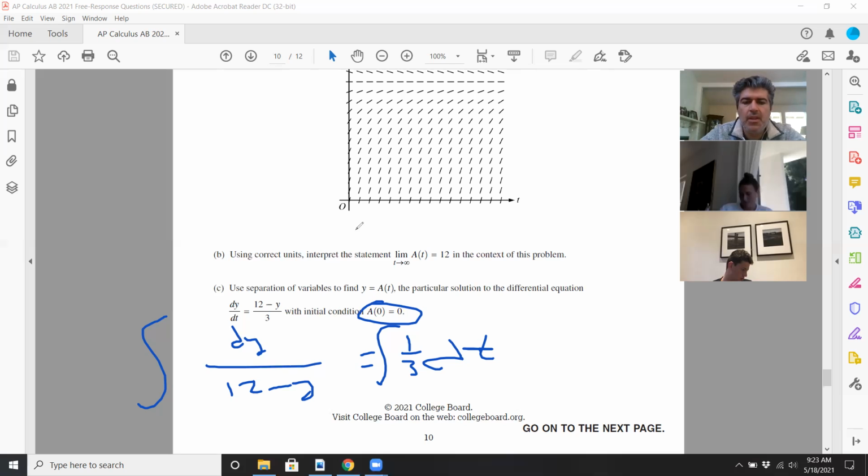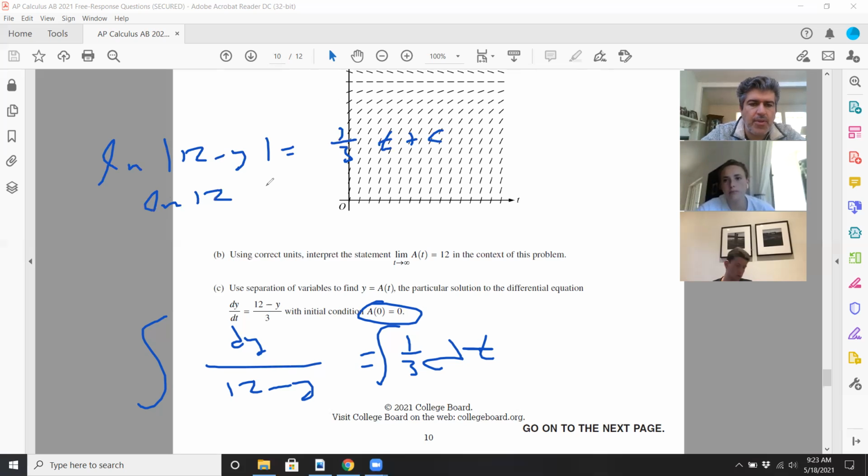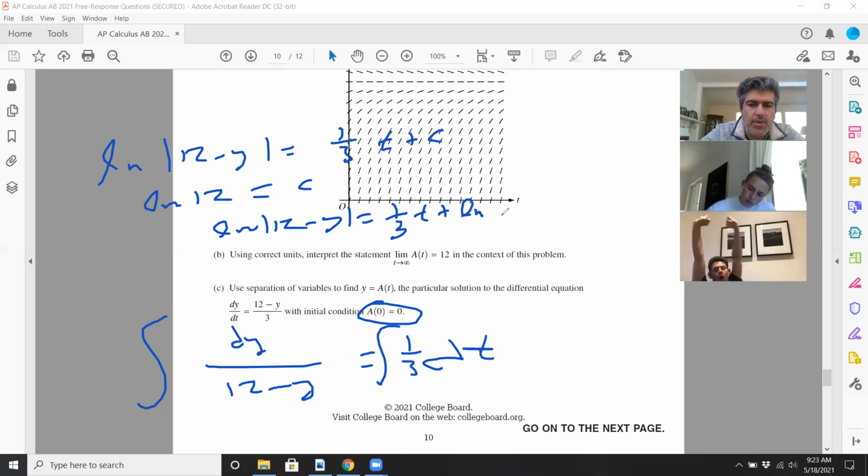Okay, so we get natural log of 12 minus y equals 1/3 t plus c. Plug in 0 for both y and t, and you get natural log of 12 equals c. There you go. So now you have natural log of 12 minus y equals 1/3 t plus natural log of 12. So you're getting a point for the separation, a point for doing the antiderivative, and another point for solving for c.